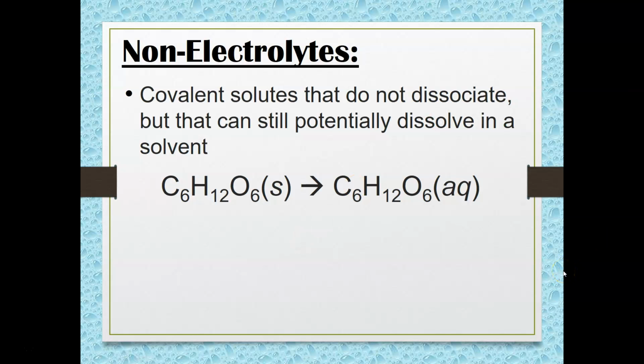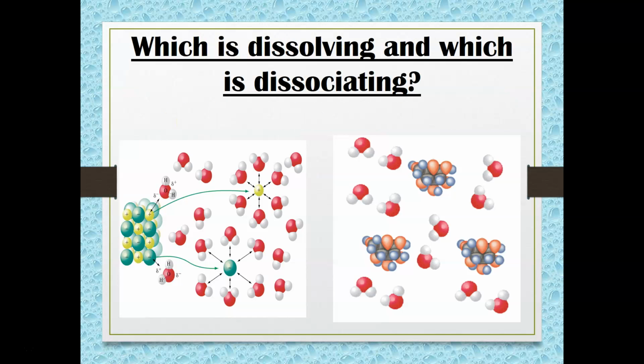So I'll show you two pictures that I like. All right, so one of these pictures is dissolving, and one of these pictures is dissociating. One has the substance separating from other molecules, but ions are not being formed. One is having an ionic bond disrupted, and now I have individual ion particles floating around that are surrounded by my solvent.